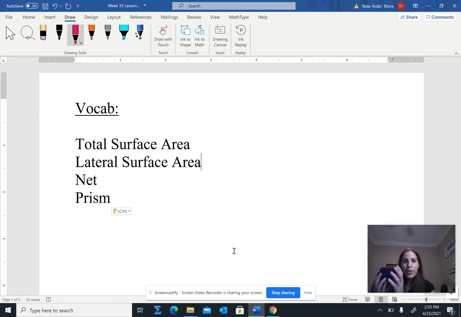It's the total surface area when you find all the faces, and it's called the lateral surface area if you don't find the area of the bases, if you only find the rest of the faces. We're mostly going to focus on total surface area rather than lateral surface area, but that'll come up a couple times.